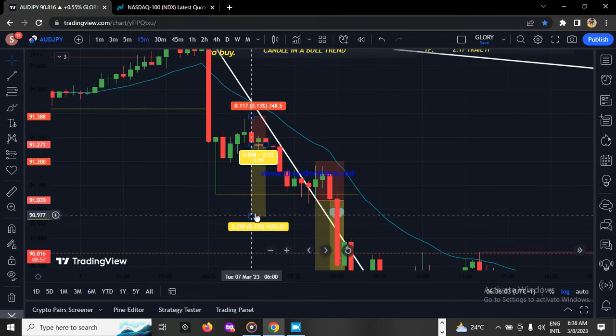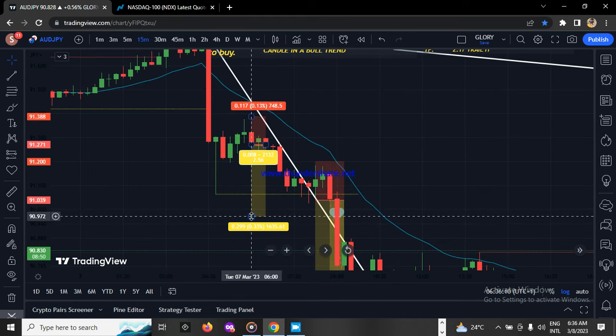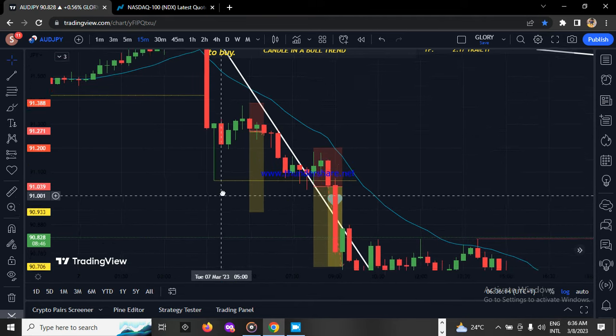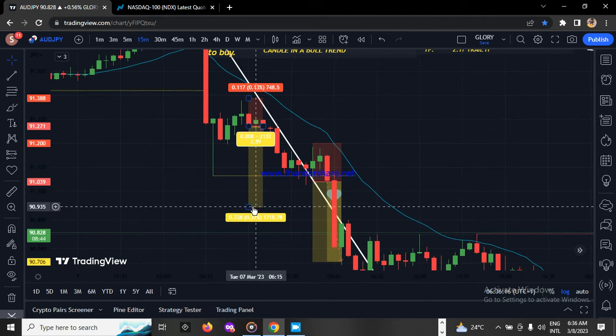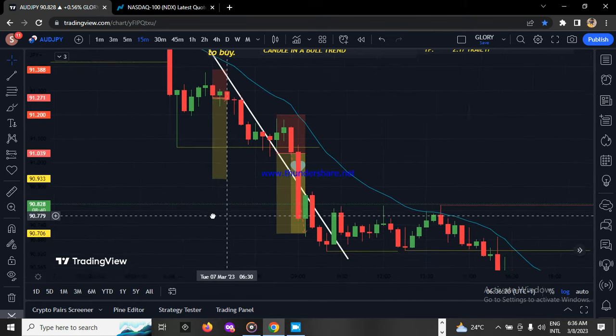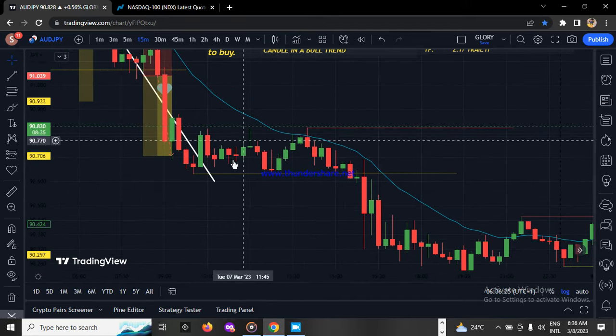Then take profit 2 to 1 minimum, and you can trail it. Look at how you would have easily cut this trade, 2-to-1 minimum, or you trail it. The same thing equally happened here.